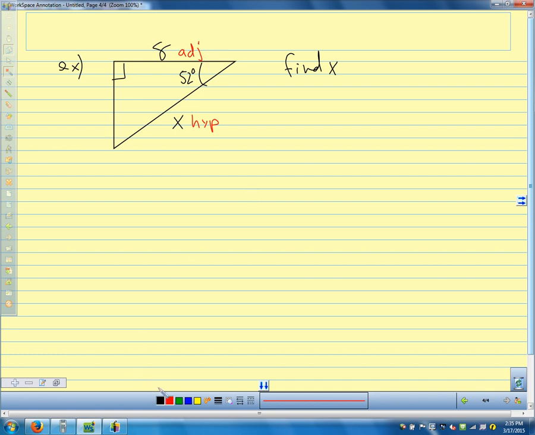Adjacent. So then we think about SOHCAHTOA, and we say what trig ratio are we going to use here? Cosine. Cosine tells us about the adjacent and hypotenuse. So we use cosine. We write our equation. Cosine 52 degrees equals the adjacent over the hypotenuse. So this one's a little different than the last one. How do we get that x out of the denominator?